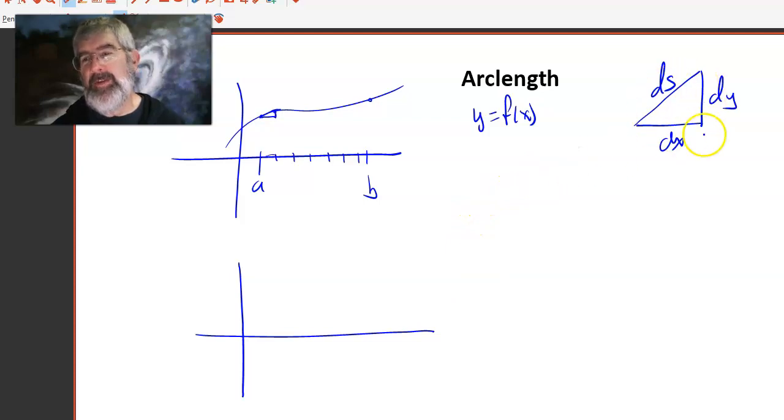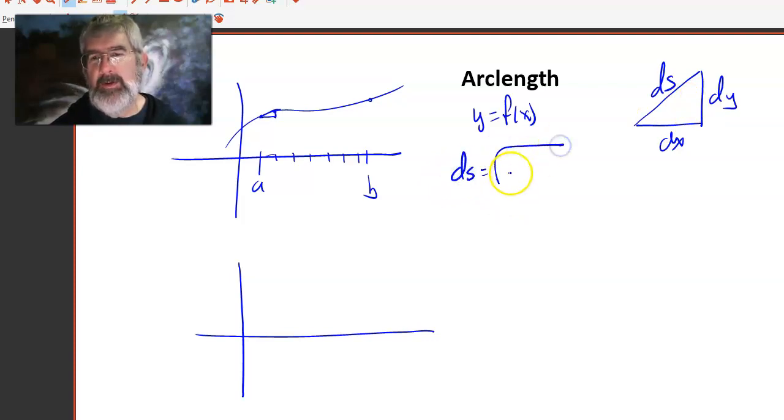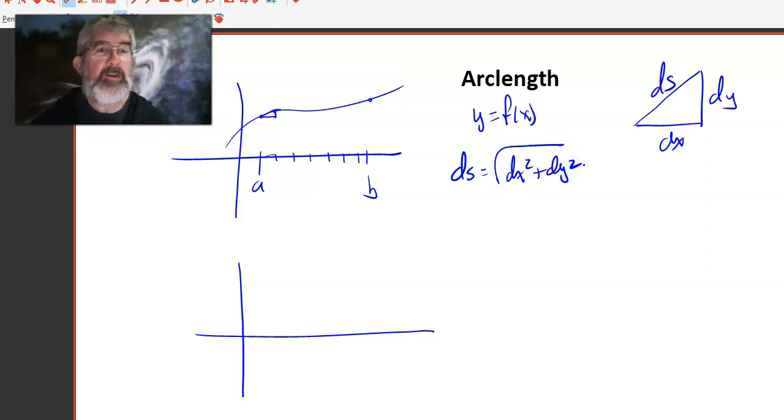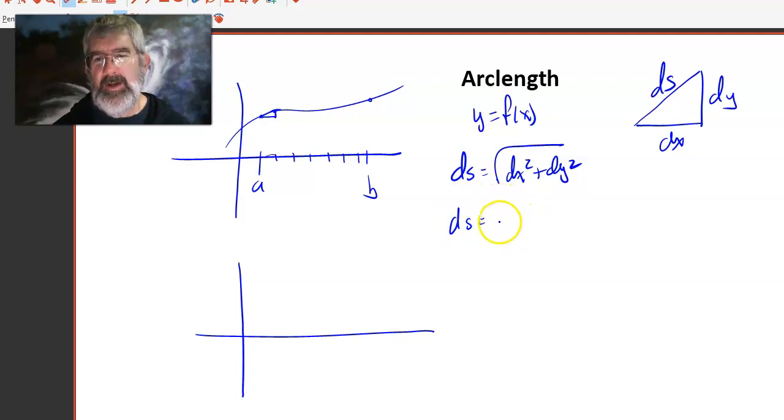And we call the diagonal length there a little bit of change in s, where s is representing arc length. And there is, of course, a Pythagorean relationship between the three of those variables. And so ds is equal to the square root of dx squared plus dy squared. And in a typical Calc 2 class, what we then say is, oh, look, we can factor out a dx squared from everything in here. So ds is the square root of dx squared times 1 plus (dy/dx) squared.